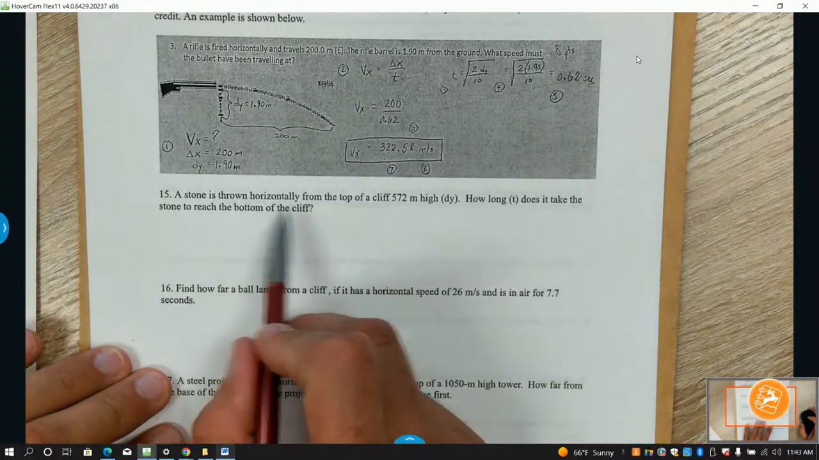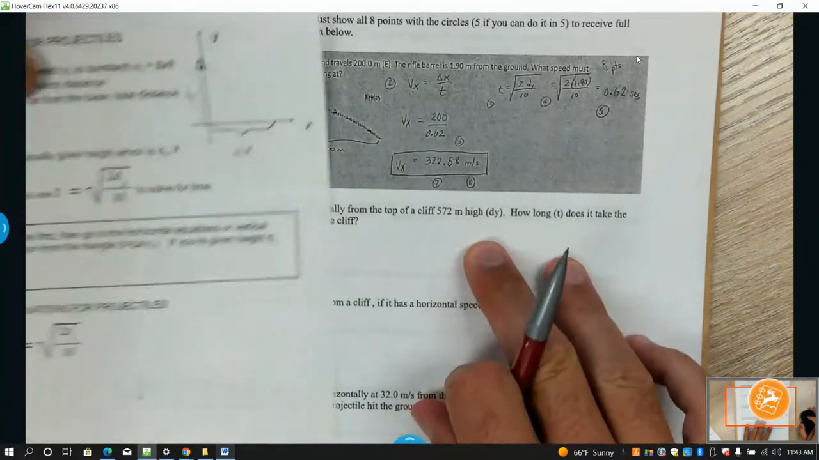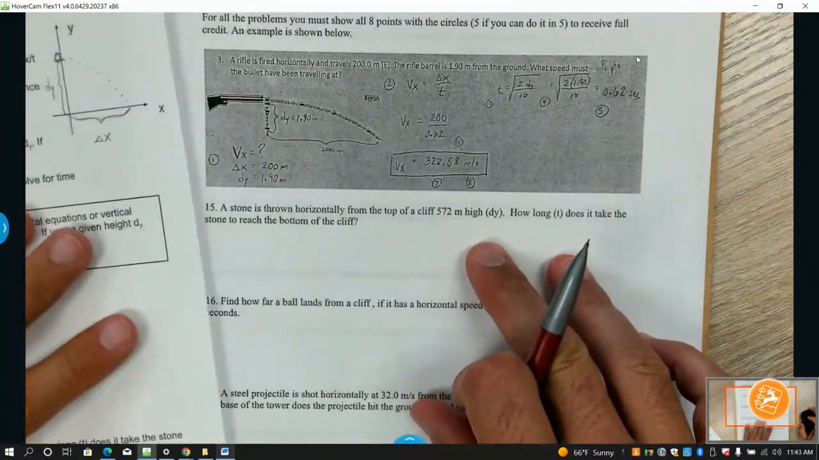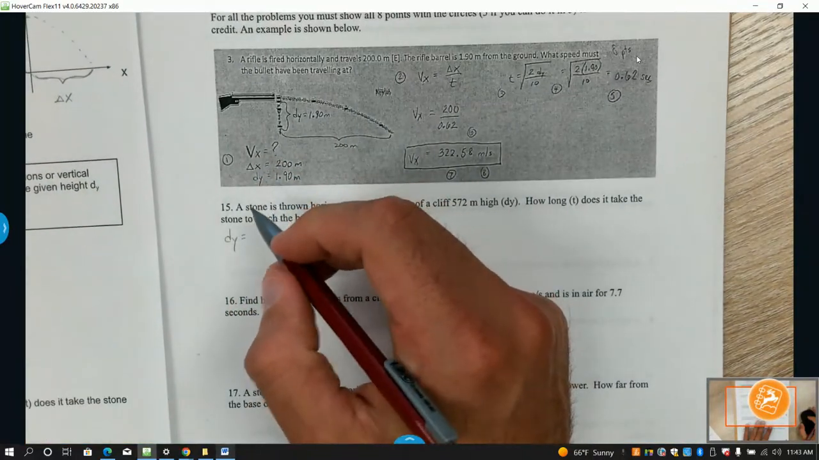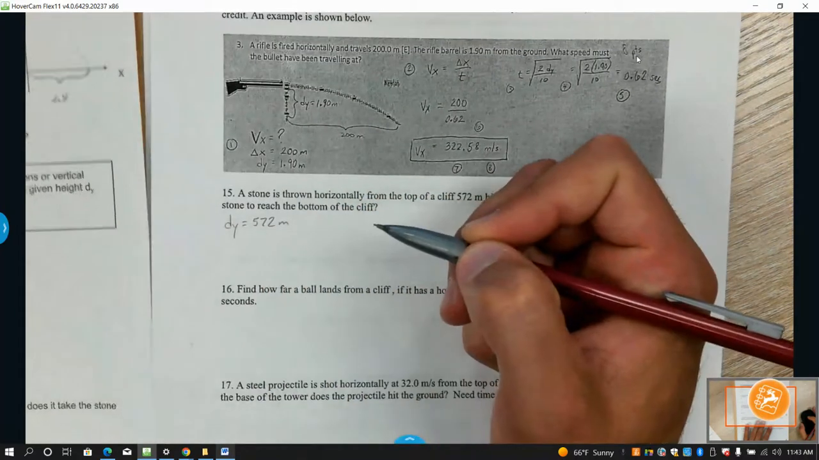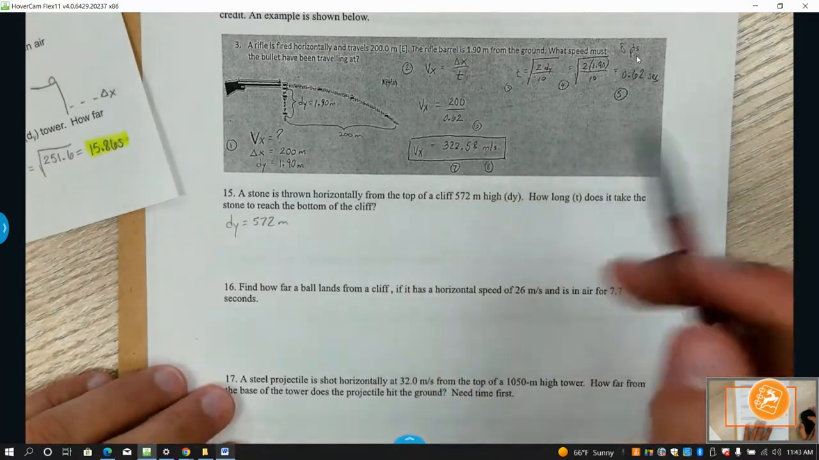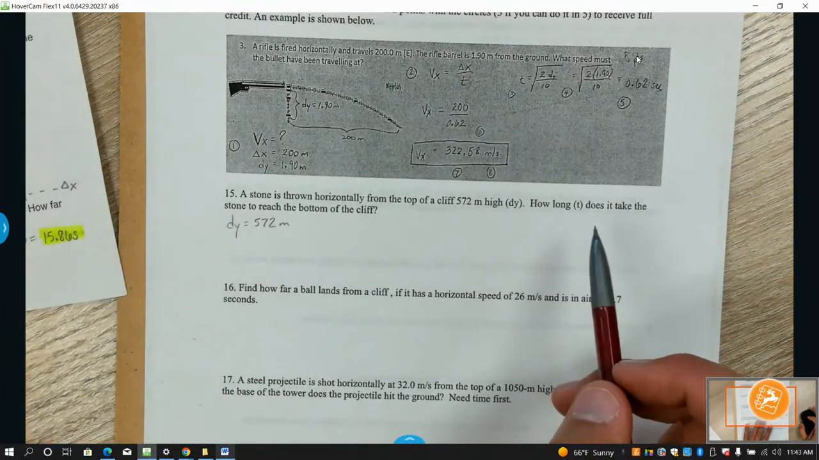So a stone is thrown horizontally from the top of a high cliff. Well, if I'm thinking height is in the y direction, dy. So that is my height. dy is going to give me 572 meters. And what else do they want? How long is it going to take to reach the bottom? Well, think about it, guys.